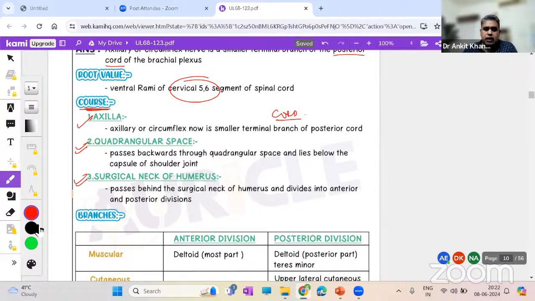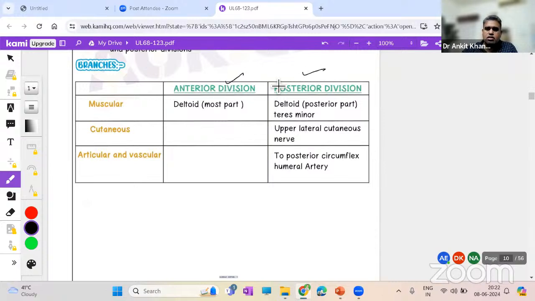So remember, you can add the applied part over here: in cases of fracture of the surgical neck of the humerus, there can be damage to the axillary nerve. See, so in the course you have the axillary part, the quadrangular part, and the surgical neck of humerus part. This is the course of it. Branches I already told you: it divides into 2 divisions, that also you can write. The anterior division will mainly supply the deltoid, most of it. So most of the anterior division fibers go and supply the deltoid. The posterior fibers will supply the remaining deltoid and the teres minor. This is the muscular part.